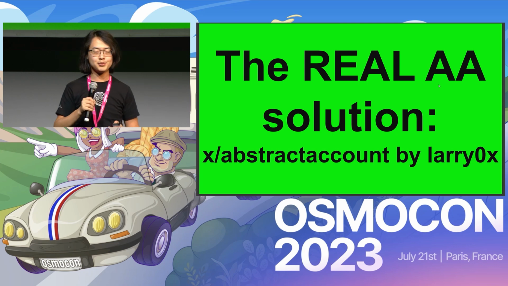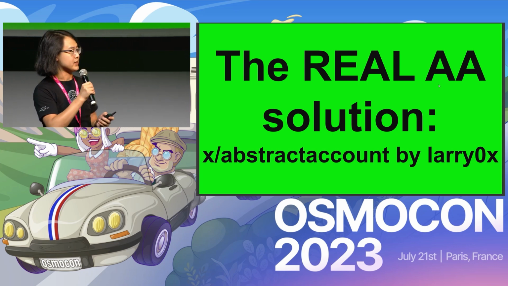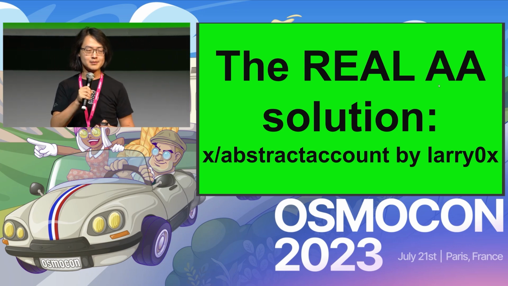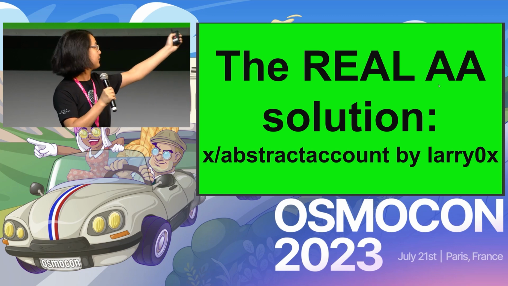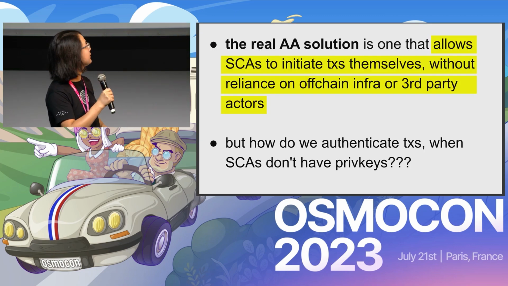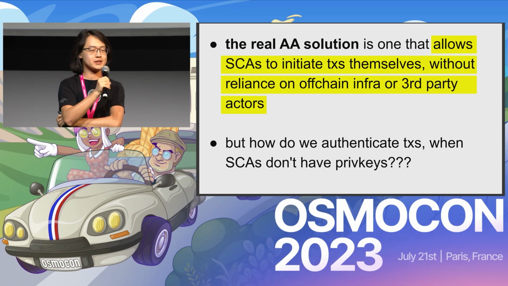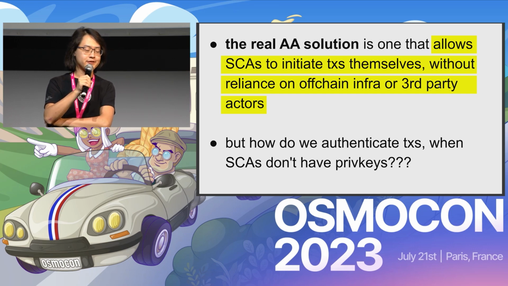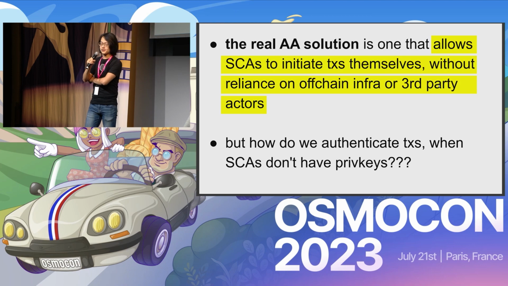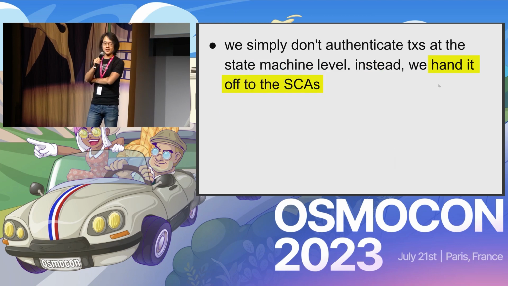The solution I present here is implemented as a Cosmos SDK module called x/abstractaccount. The way it works is it actually changes the transaction authentication logic. Instead of verifying the cryptographic signature, we do something else. So how do we do it?